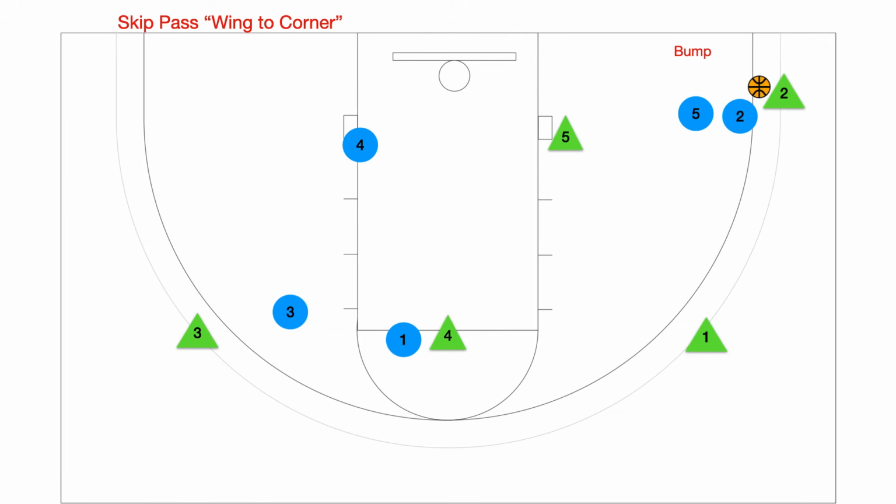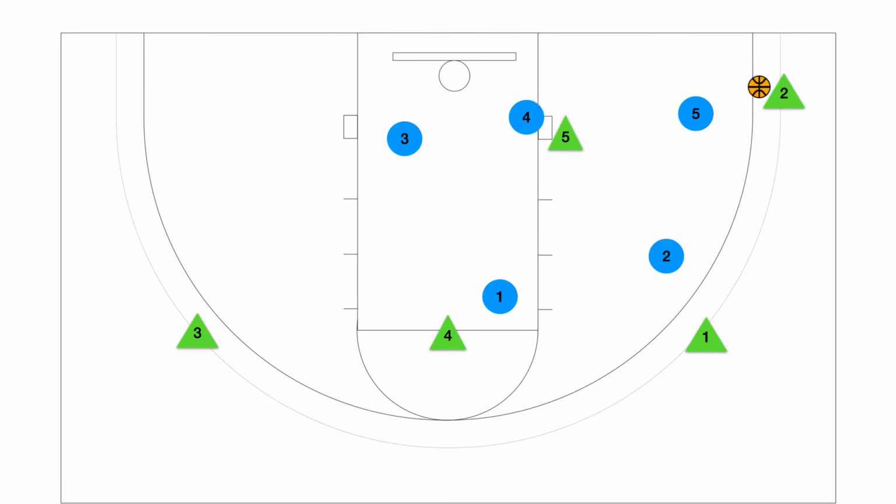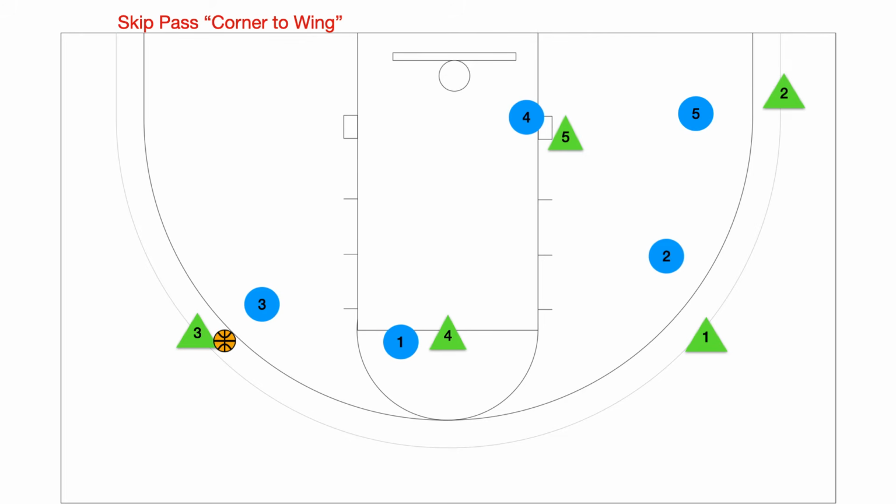post player. When the bump is occurring, all defenders should be rotating to get into their corner defensive positions. Now, if a skip pass from the corner to the wing occurs, the weak side wing player, player 3 in this case, will cover and close out on the opponent with the ball. The top defender, player 1, rotates over to the ball side high post.